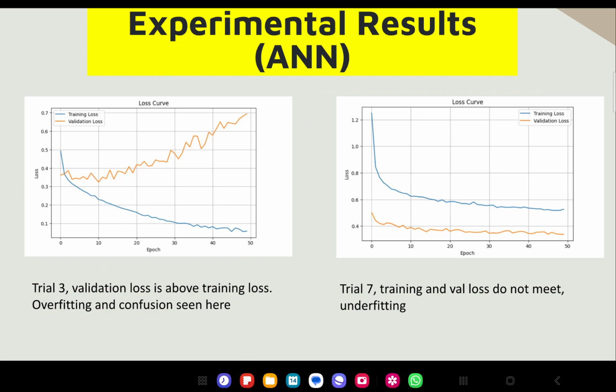Here for trial 3, the validation loss is above the training loss. Also, the validation loss is quite zigzag. This indicates overfitting and confusion. Here, training loss is always above the validation loss. It is a clear case of underfitting.